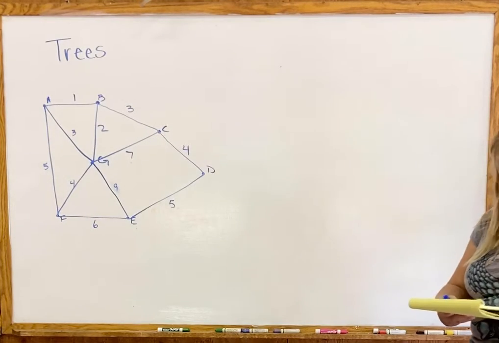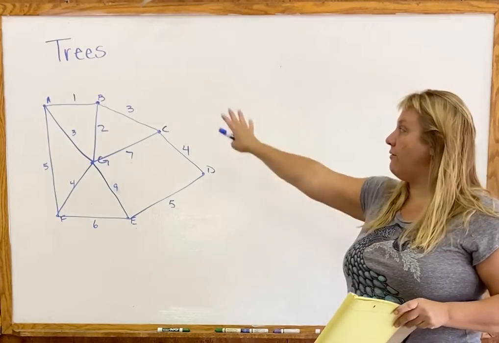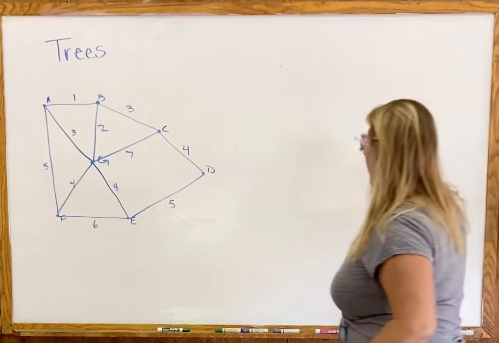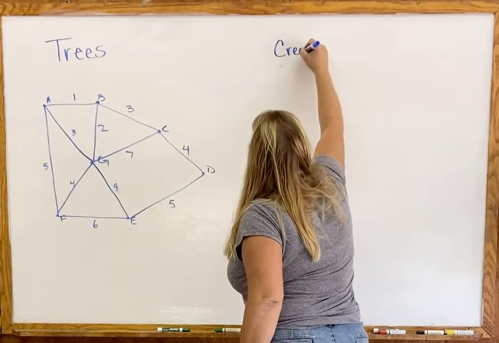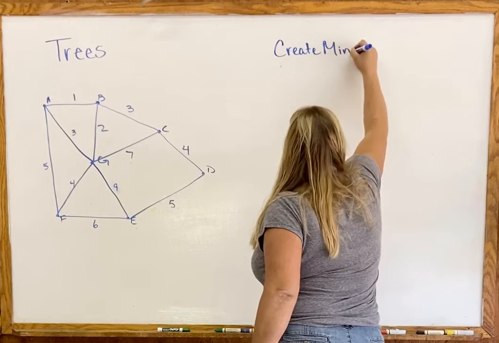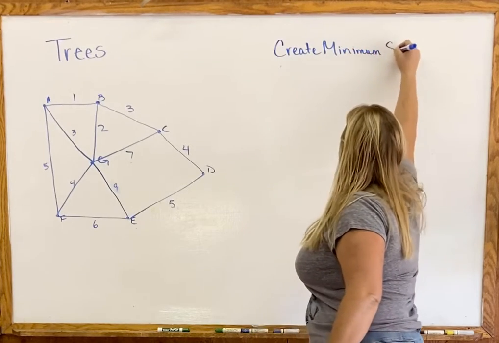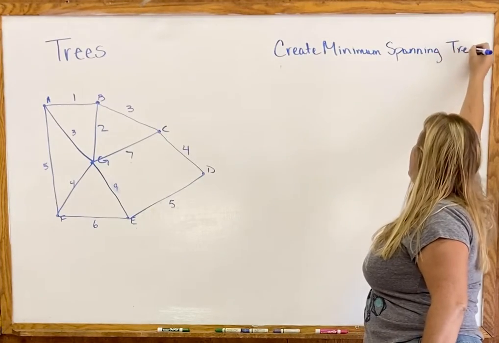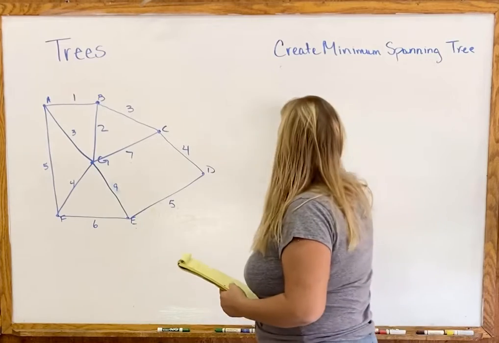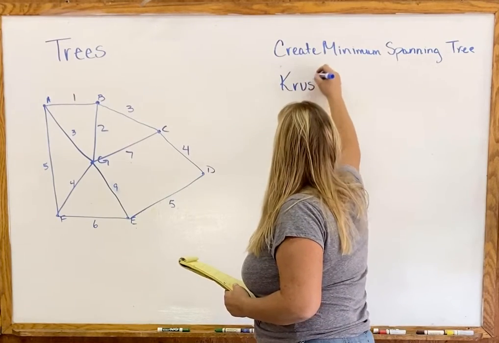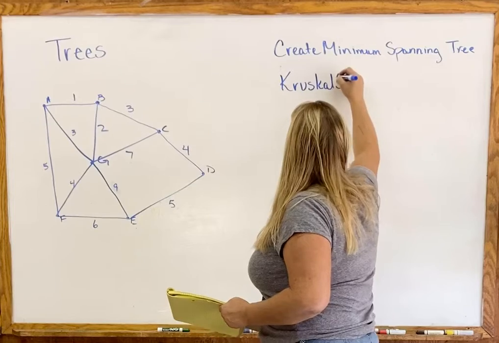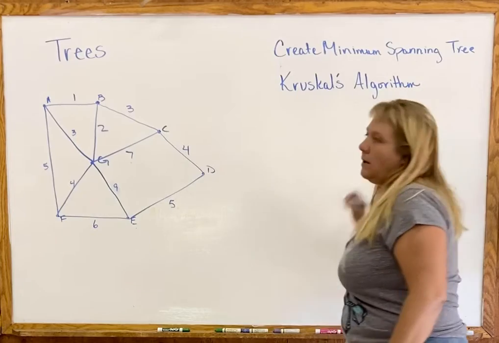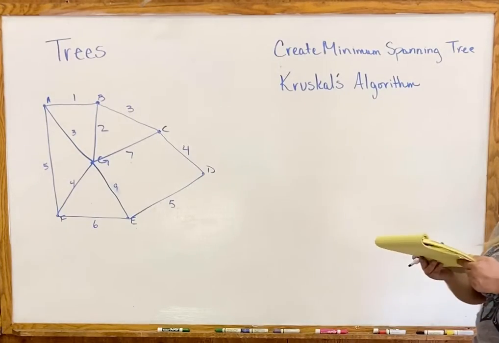Okay, so anyway, we've got a figure with all its weights on this, and now we want to create a minimum spanning tree. To create the minimum spanning tree, we actually use a process called Kruskal's algorithm. This is the process, the steps that we go through here.